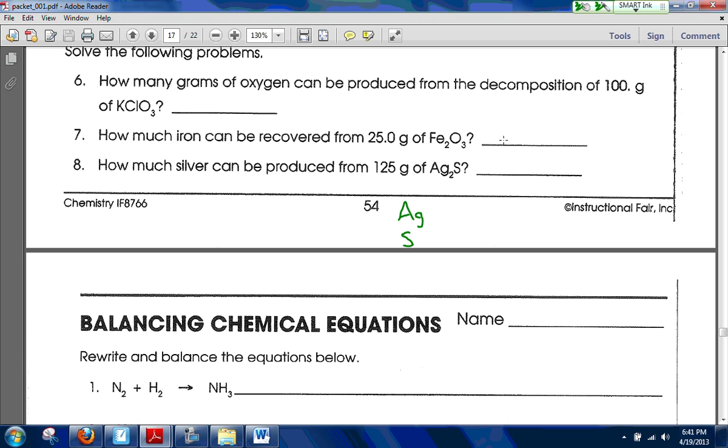Ag on the periodic table is 107.868. And we have 2 of those here. Sulfur is 32.066. Just one of those. So 107.868 times 2 is 215.736. And the other one is just 32.066. Add them up. And we get a total of 247.802.